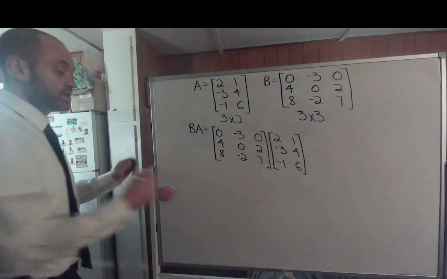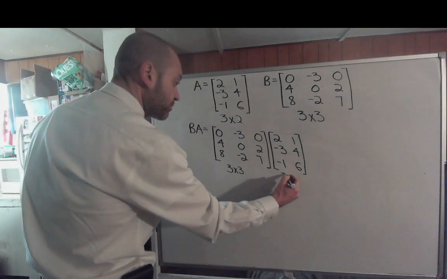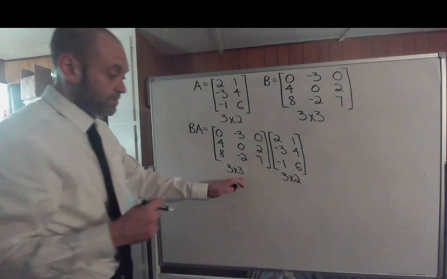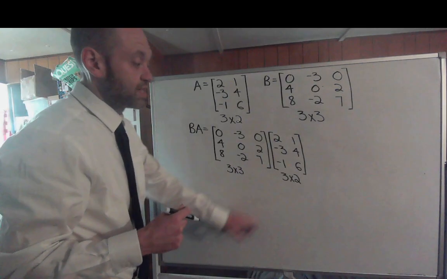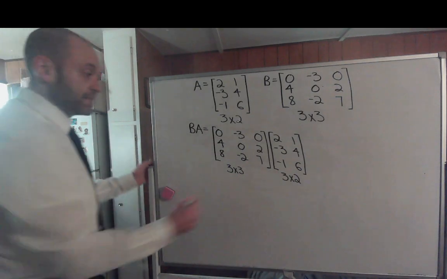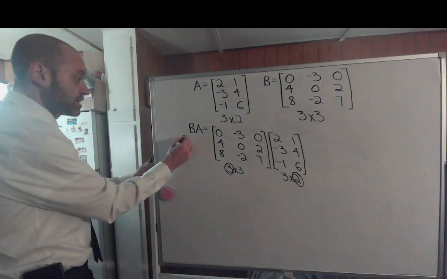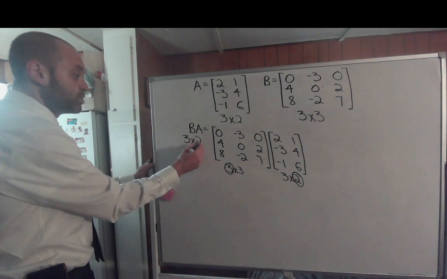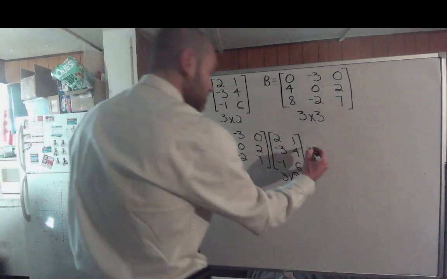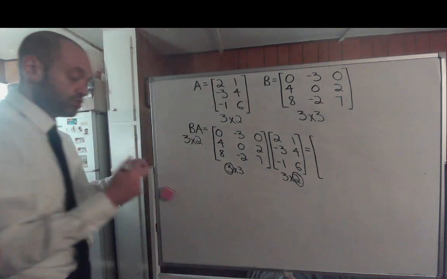Alright, so this is a 3 by 3 matrix, right? This is a 3 by 2 matrix. So the number of columns in the first matrix equals the number of rows in the second matrix. That means our result should be a 3 by 2 matrix. So doing the multiplication is going to change the order. So let's see what that's actually going to give us here. We should get a 3 by 2 matrix.